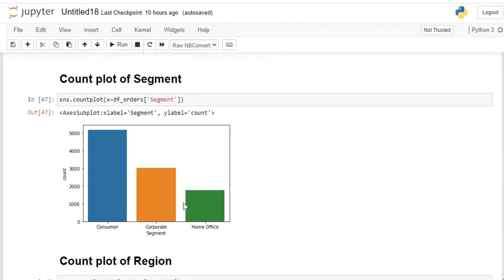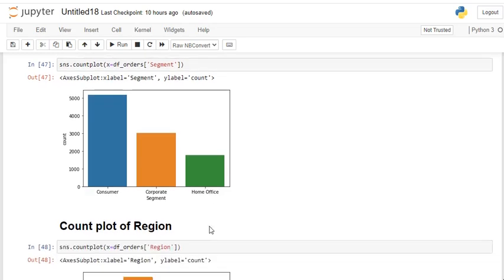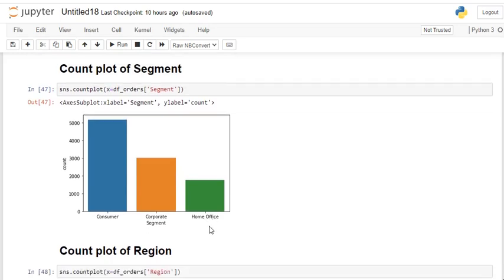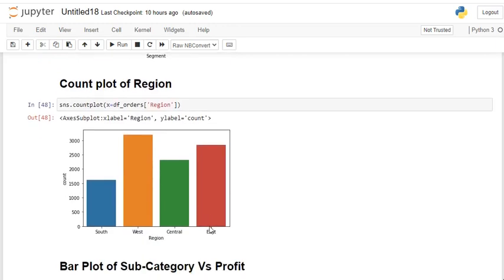Count plot of segments. There are 3 different segments. Consumer segment is more and home office segment is very less. So the store has to focus more on the home office segment so that the business may improve. Count plot of region: south, west, central, east. Already we have seen in the last plot that west and east regions are more, and after that central, then south.